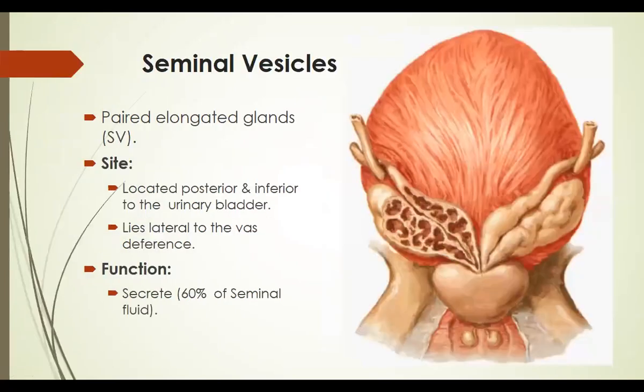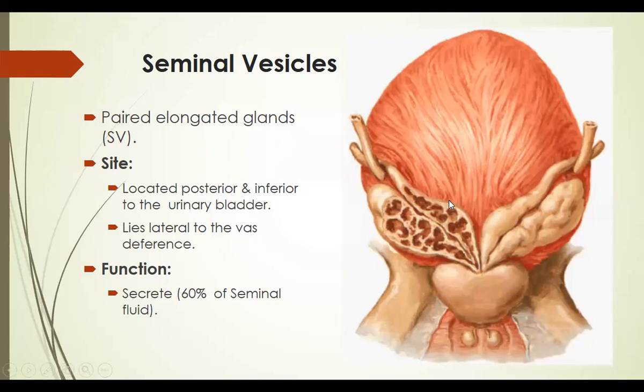First, we will talk about the seminal vesicles, which are just beside the vas. This is the vas deferens. This is the cut section. Just beside that is the seminal vesicle. This is the cut section of the same. So these are paired elongated glands, located posterior and inferior to the bladder. As you can see, this is the posterior surface of the bladder.